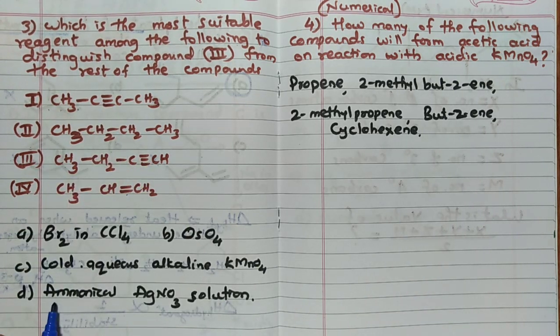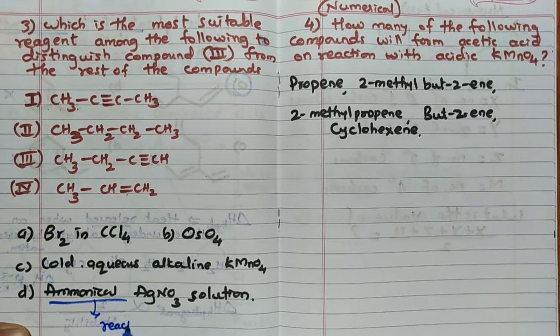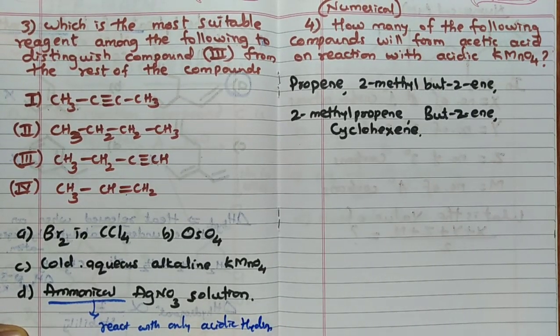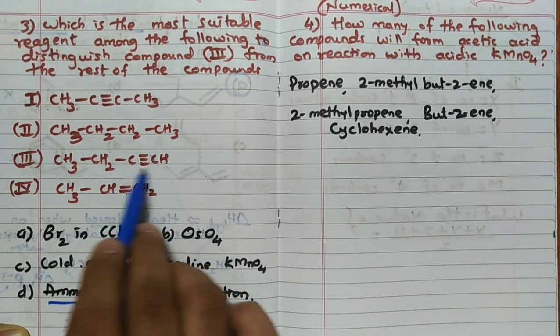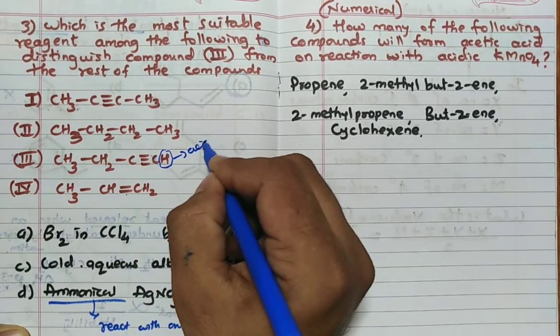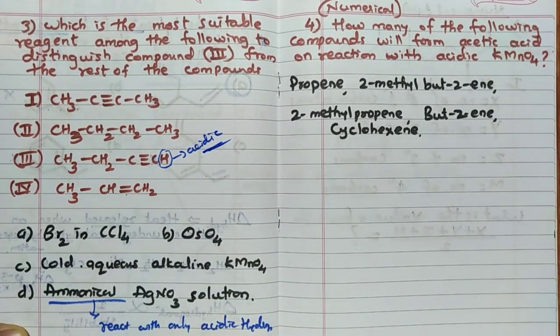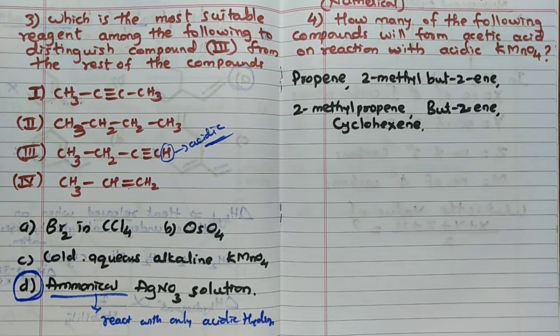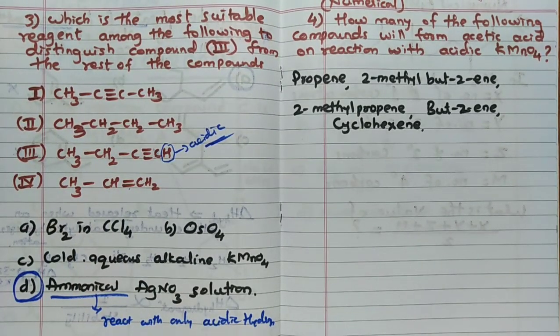It cannot. But ammoniacal AgNO3 solution, whatever you can see here, this will react with only acidic hydrogen. Remember, this will react with only acidic hydrogen. In which case acidic hydrogen is present, definitely terminal alkynes are acidic in nature. So this hydrogen is, remember, acidic hydrogen. So hence the answer for this particular question is D. D is the answer. So it will differentiate compound 3 from the remaining.